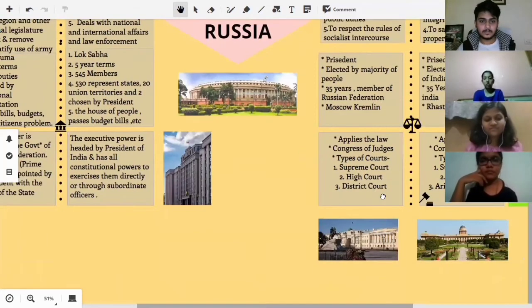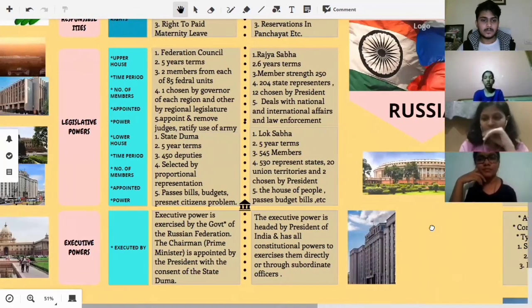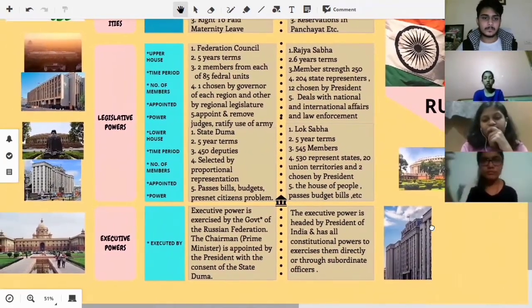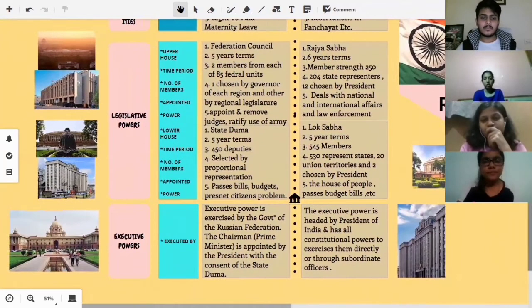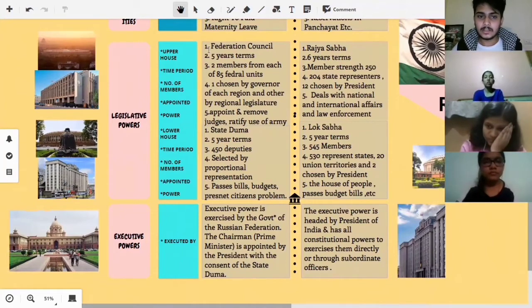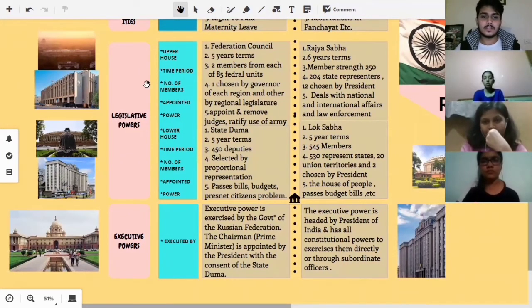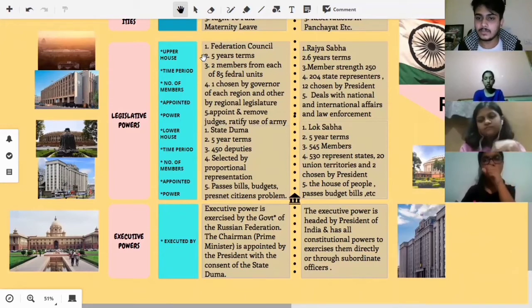So here I am, Mukul Sharma, and first I'm going to discuss the legislative powers. The difference between Russia and India will be in the legislative power, the upper houses. In Russia, the upper house is the Federal Council, and in India, the upper house is the Rajya Sabha. On the time period, the Federal Council works over 5 year terms, whereas the Rajya Sabha works over 6 year terms.